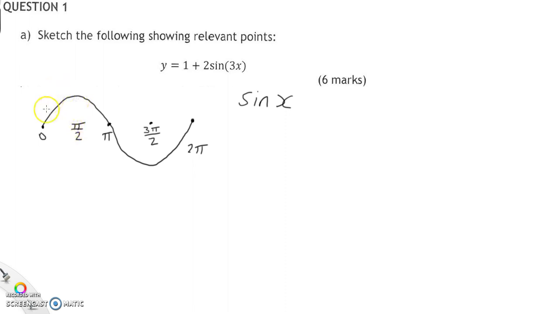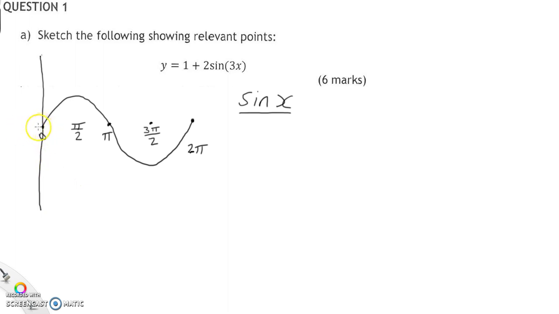And our height then would normally go from 0 up to 1 at the max, and from 0 down to -1 down there, right? That's if it's just a straightforward sine x. But in this case, we're told that it's y equals 1 plus 2 sine 3x. Well, you see this 1 will just shift the whole thing up. It shifts the whole thing up by 1 unit.